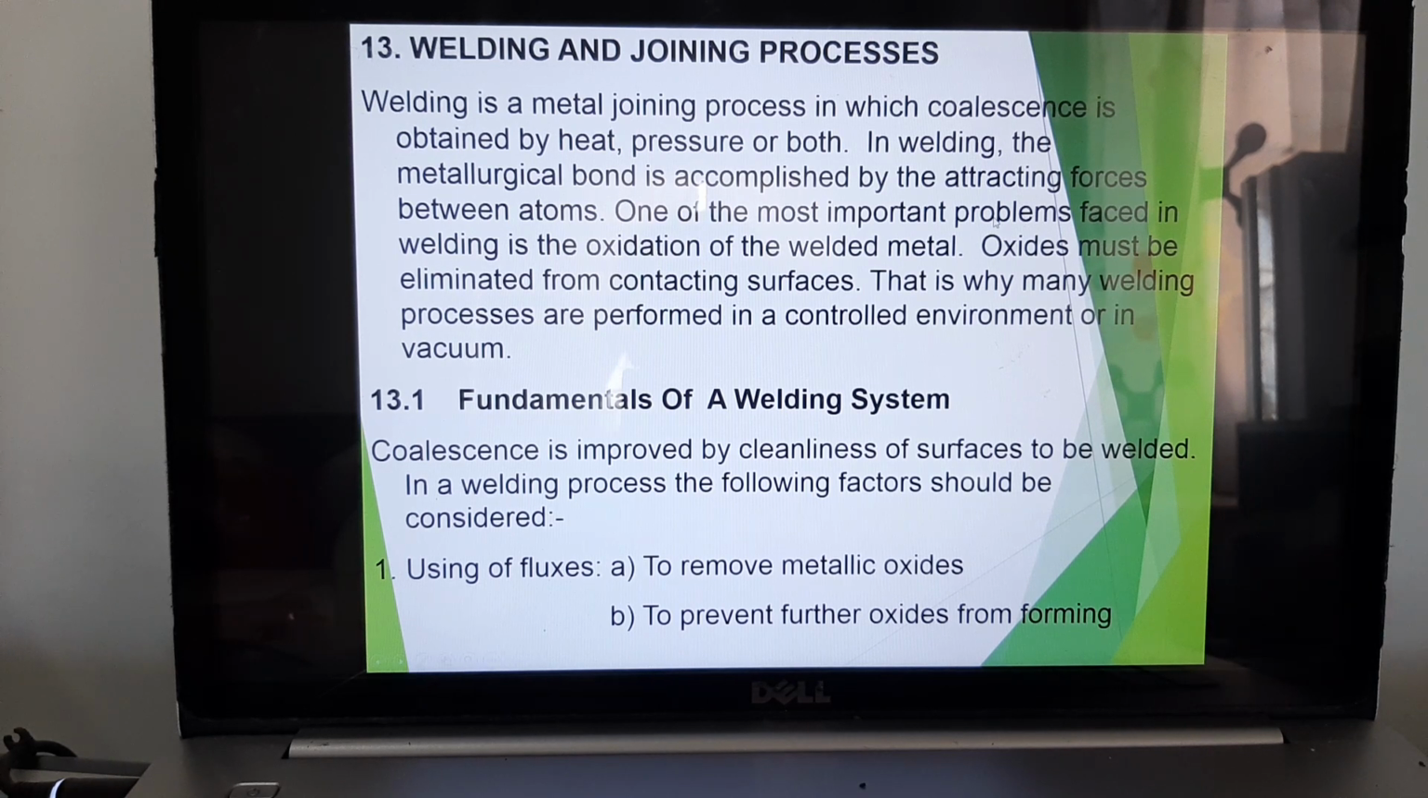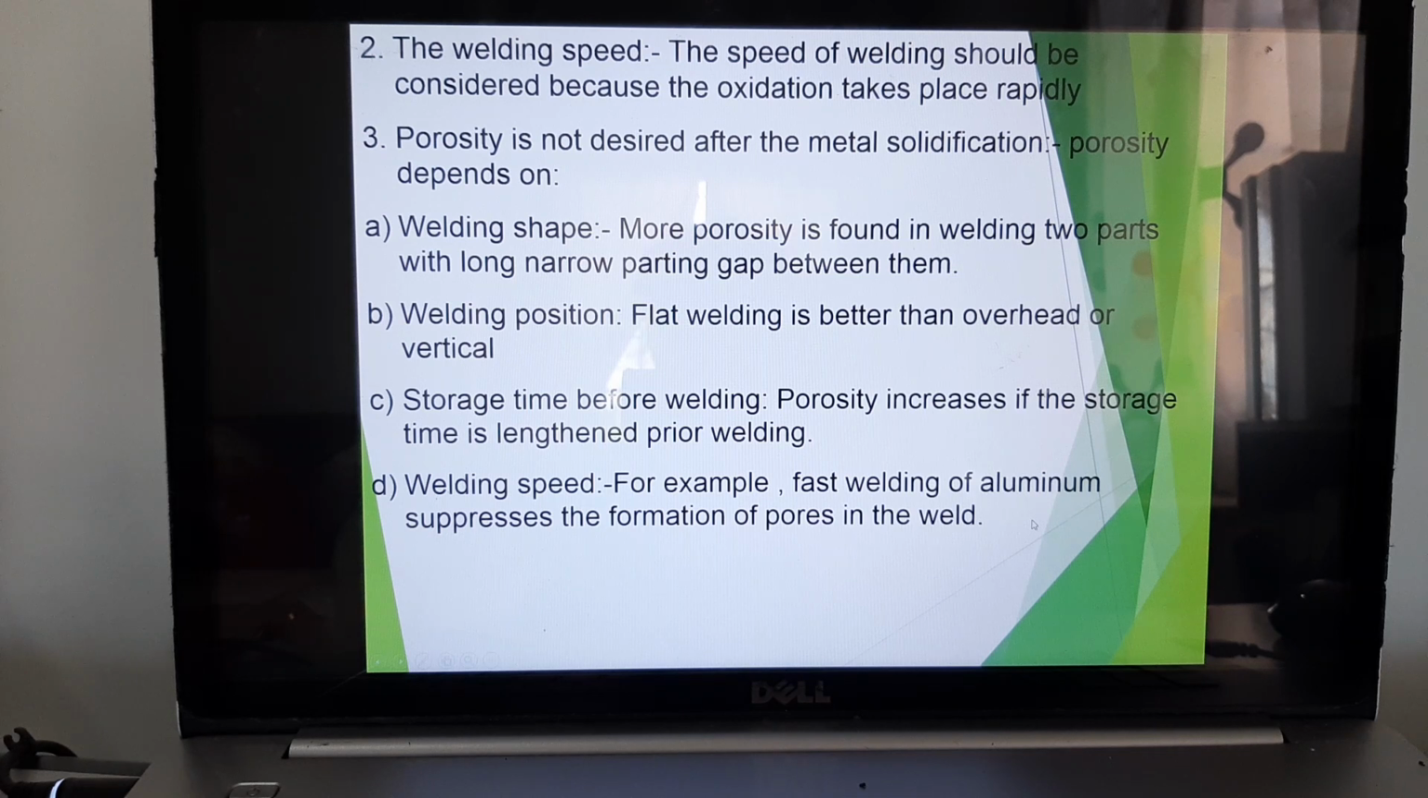Yeah. So number 2, welding speed. The speed of welding should be considered because oxidation can take place rapidly. Okay, porosity is not desired after metal solidification, so you must make sure that you weld in a very fast manner, because you do not want oxides to get trapped, so you want to weld it quickly. And porosity is not desired after the metal solidification because porosity depends on weld shape. More porosity is found in welding two parts with a long narrow parting gap between them.